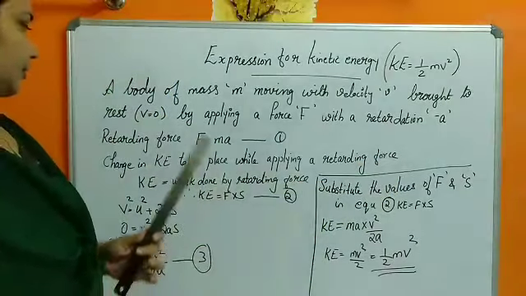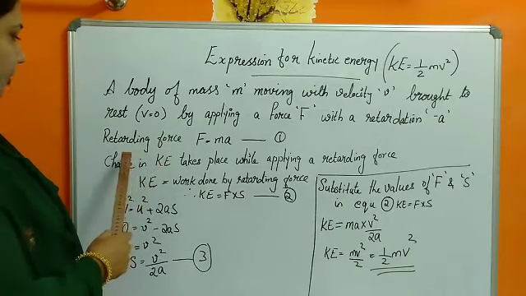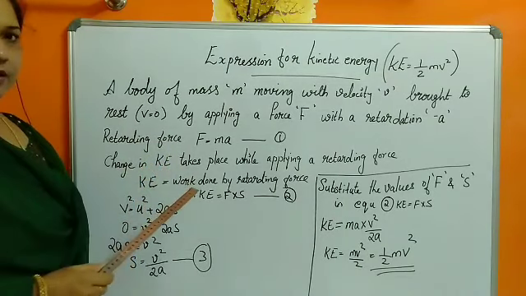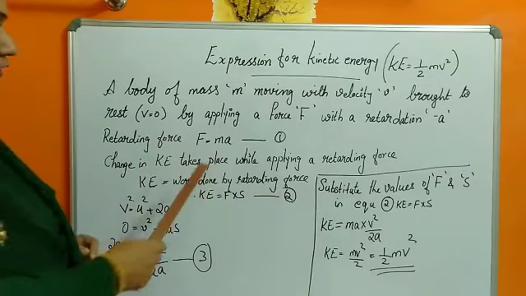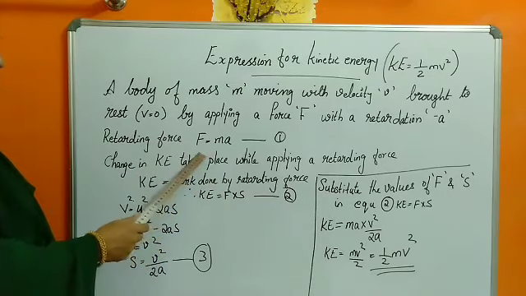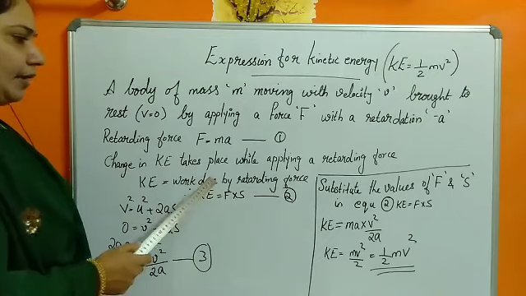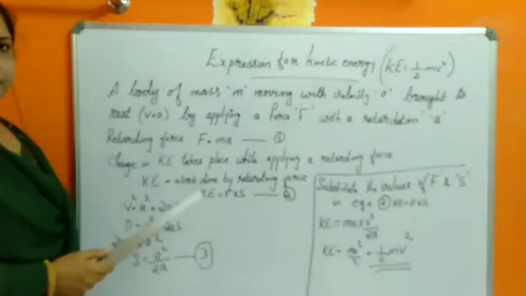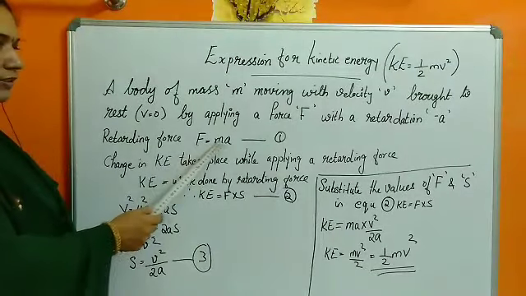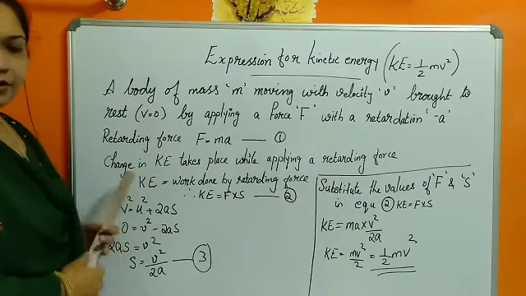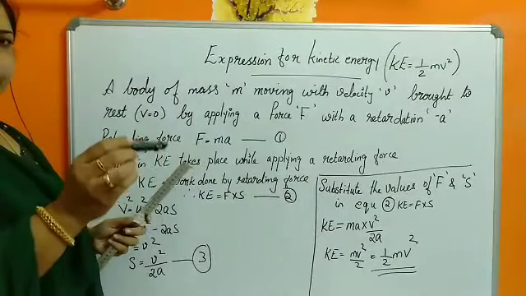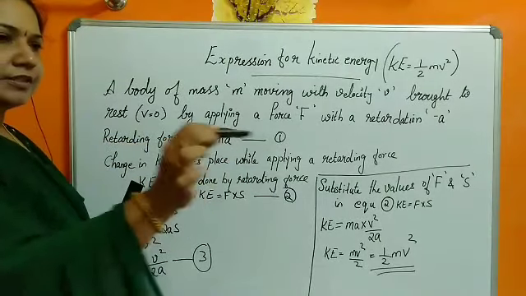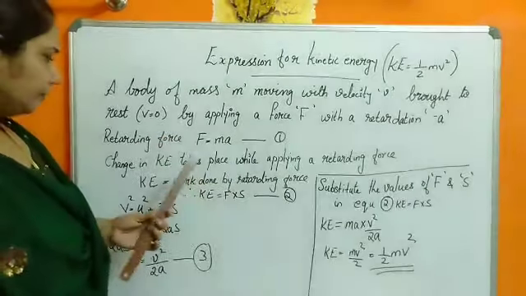Now we are going to start the derivation. Retarding force. When we apply the force, the car comes to a stop. So here we already studied the formula: F is equal to ma, mass into acceleration. The formula for force is mass into acceleration, the product of the mass of this car and the acceleration with which the car is moving.